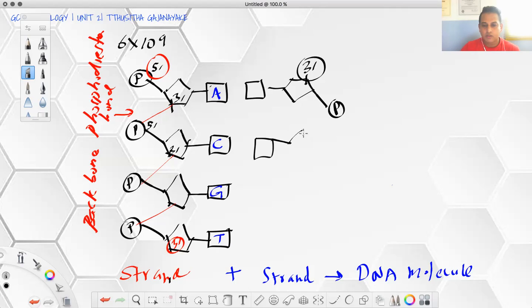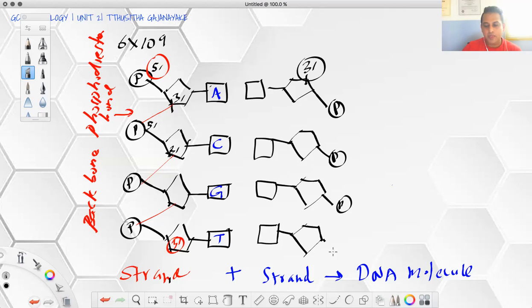Does anyone know why it is turning in this direction? Why is the second strand turning to the other direction? So this end is now 5 prime. You see 3 prime is here, now this end is 5 prime. This is 5 prime, this is 3 prime. So this is going this direction, this is going this direction. Do you know why they have this different orientation? We call it anti-parallel. Why do they make an anti-parallel arrangement?